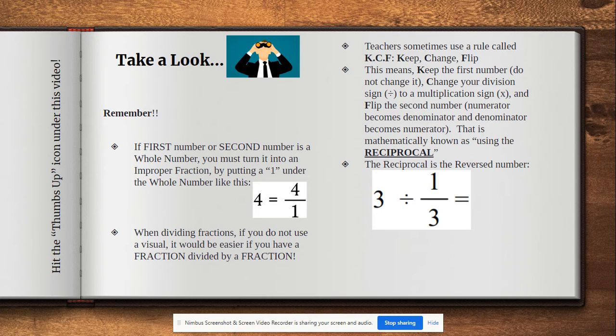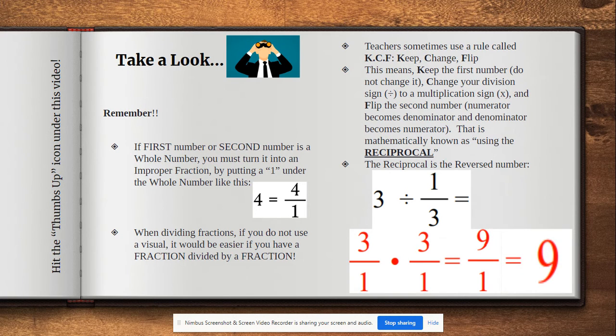So again, here we have 3 divided by 1/3. So what would that look like? 3 over 1, change your sign, and flip, it would be 3 over 1. So now we have 3 over 1 times 3 over 1. That, of course, would equal 9 over 1. Now, you can't leave it like that. You would then look at a fraction as a way of division. 9 divided by 1, and that would, of course, equal 9.